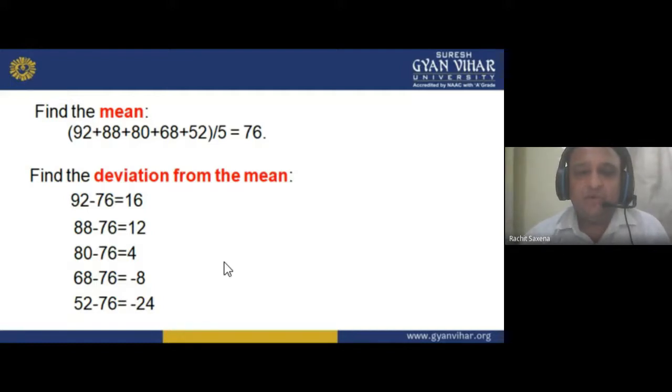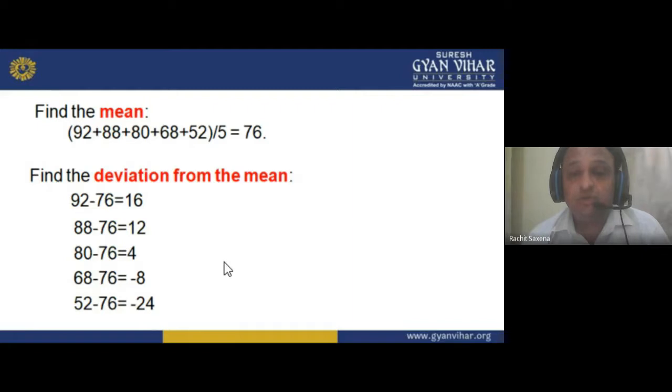Now first step, you have to calculate the mean. Now find the deviation from the mean. Now deviation from the mean, the center value is 76. Now take out the deviation. How much do you deviate? The average value will be 76. Now a student scoring what? 92 number.